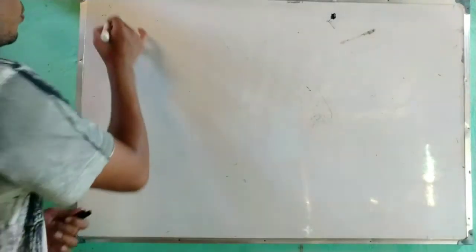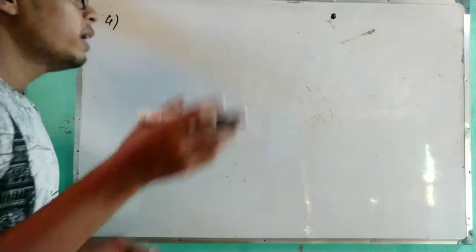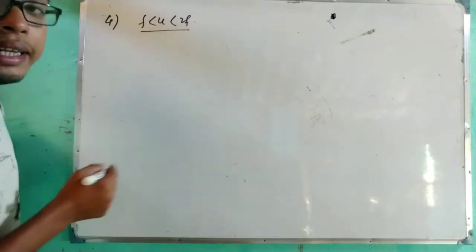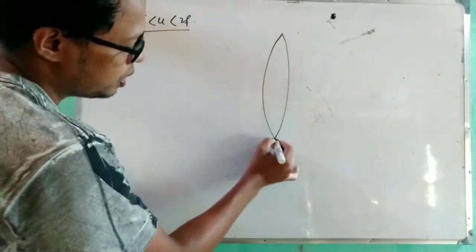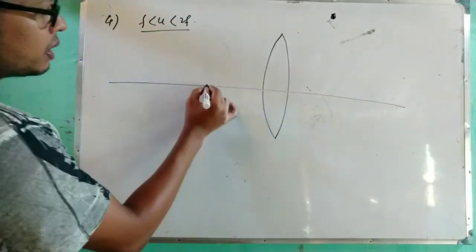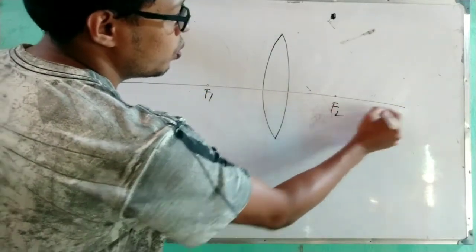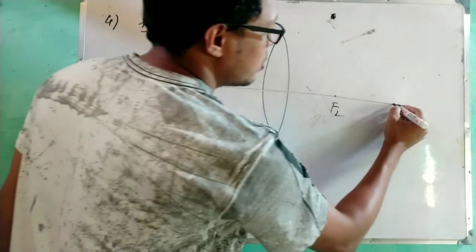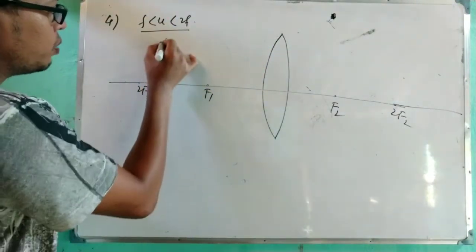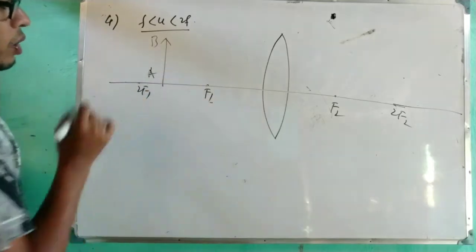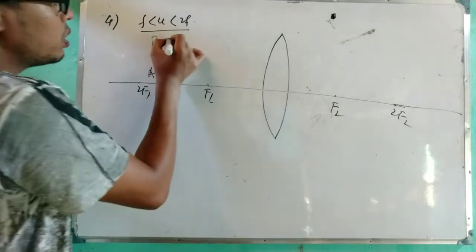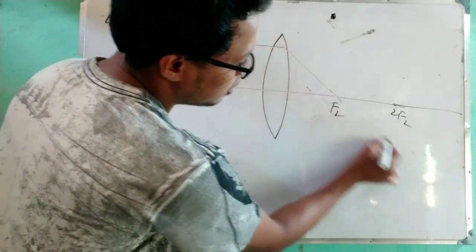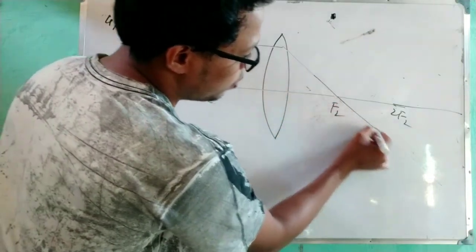Now in the fourth case, when the object is placed in between F and twice F, means F less than u less than twice F, more than F but less than twice F. What is the meaning? Suppose this is a convex lens, principal axis, F1, F2, twice F2, and it is twice F1. So extend it, and the object is placed in between F and twice F, F1 and twice F1. So apply the same rules. First one is parallel with the principal axis, so after refraction it passes through the focus.